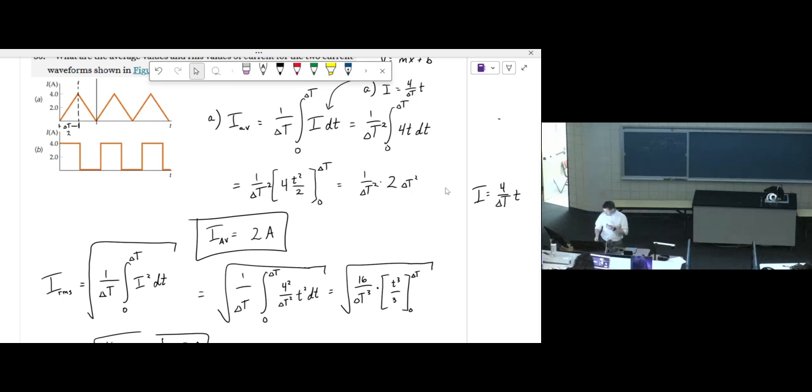If you want to check at home, the average current for part B is still 2 amps. And the RMS current here is equal to 2.8 amps for this one. Since you spend more time at higher currents, your RMS ends up rising to a higher value.